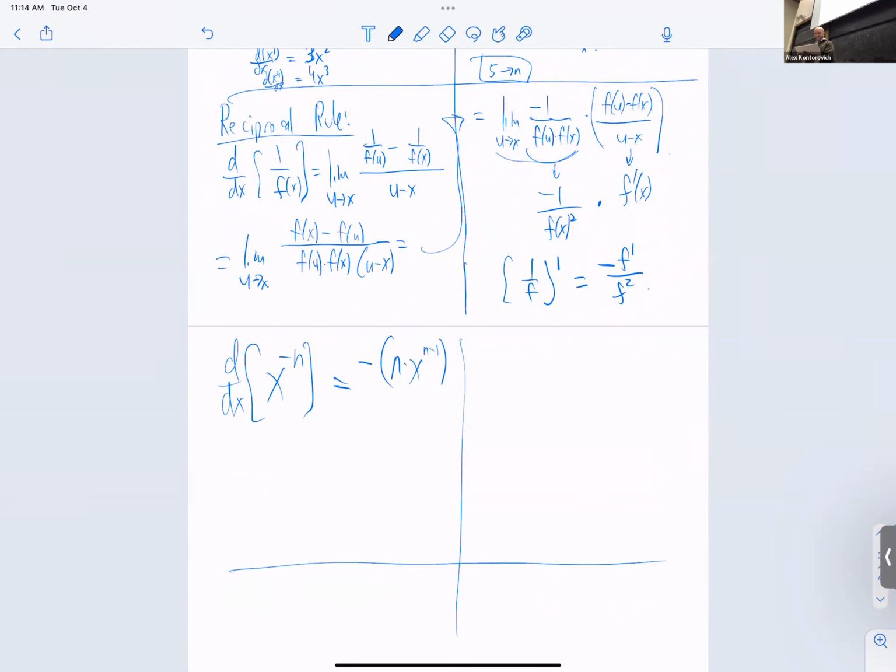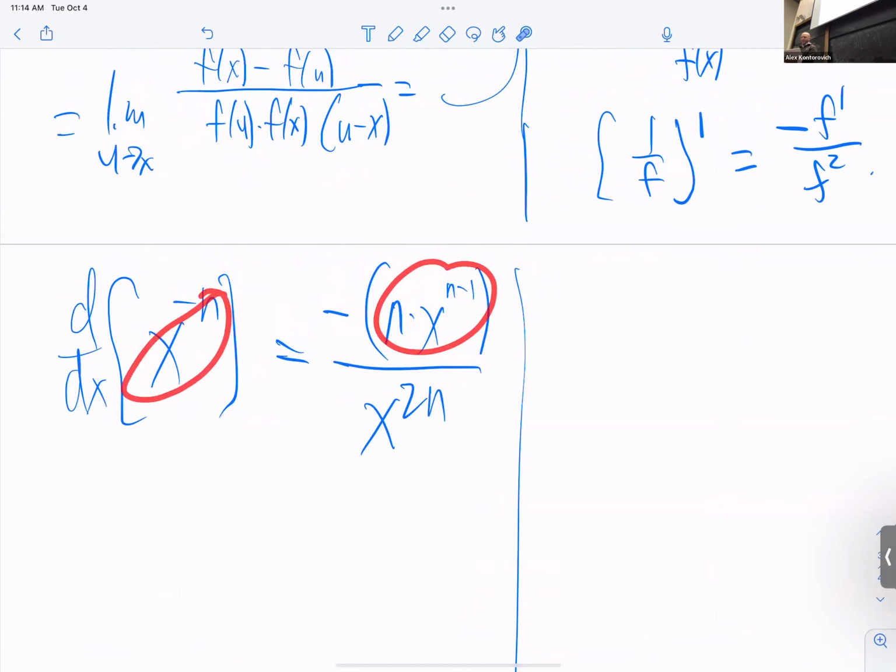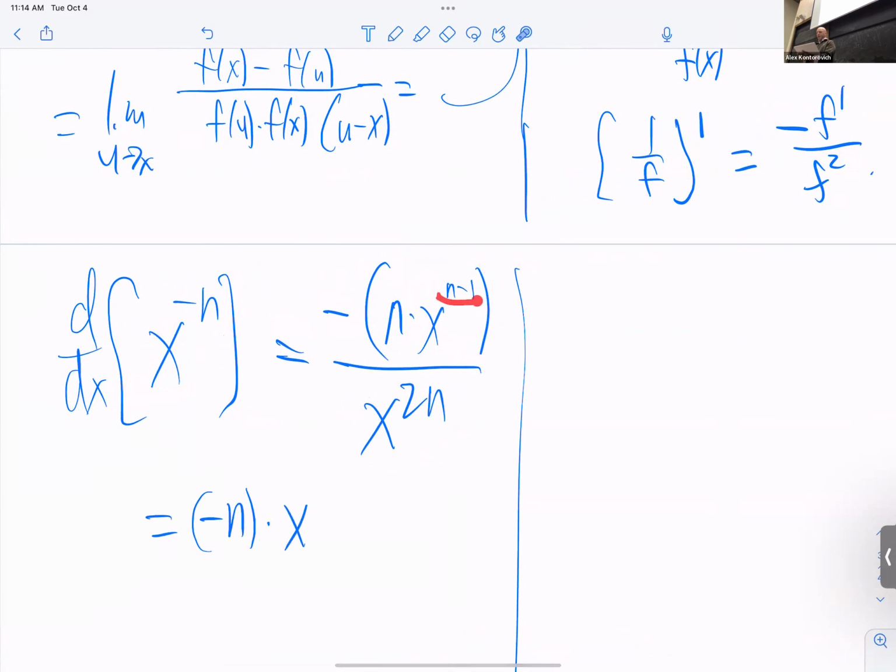Right, this derivative divided by f of x squared. F of x is x to the n, so that's x to the 2n. Everybody see that? So this is the derivative of the function x to the n divided by the function x to the n squared, which is x to the 2n. All right, and let's simplify that. I get -n times x to what power? Here I have an n minus 1, and here I have a 2n in the denominator. So what power do I get?